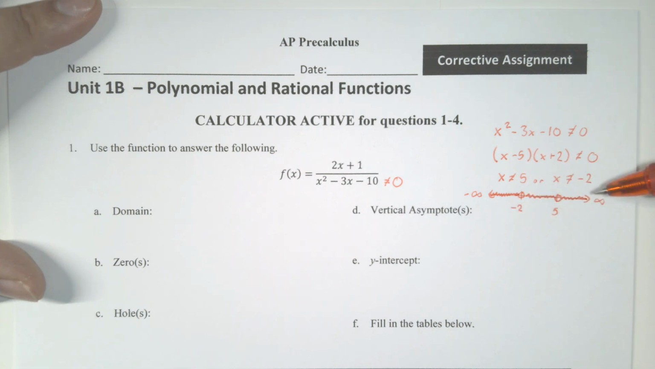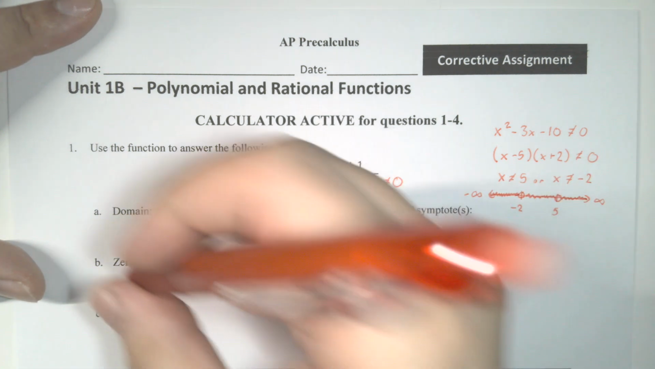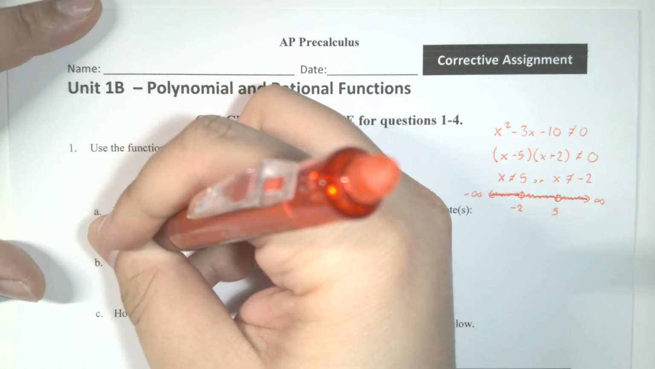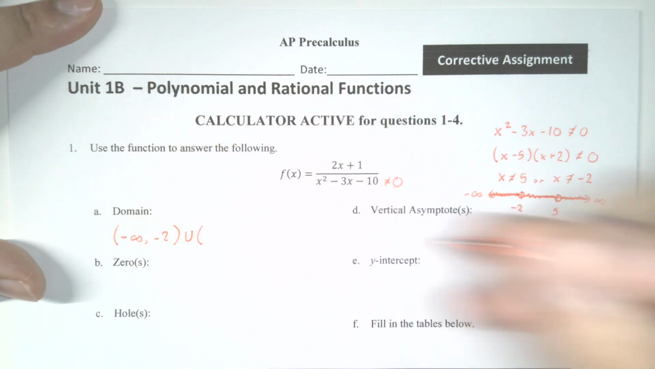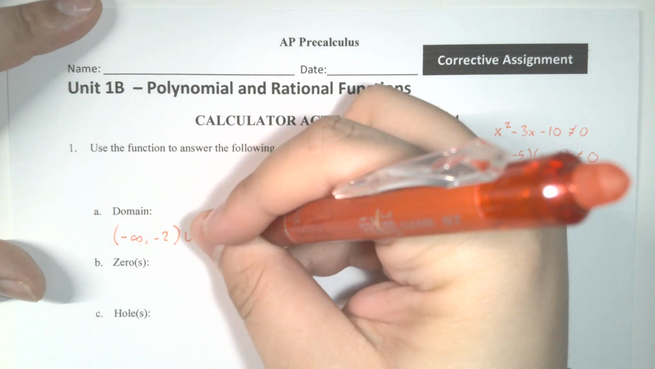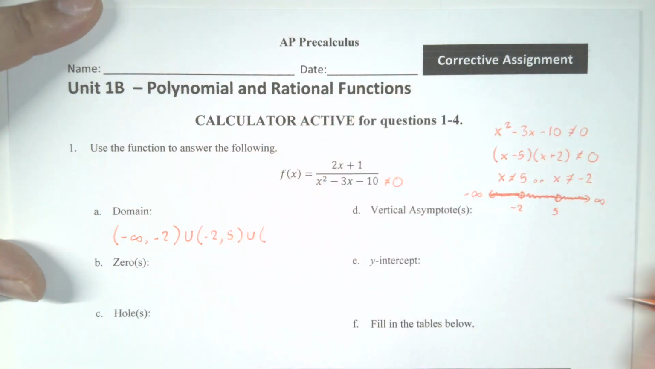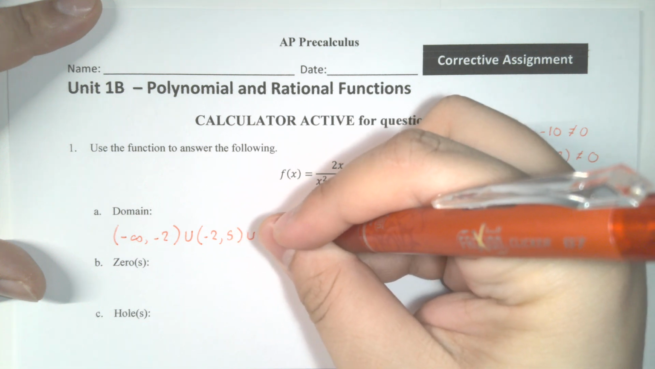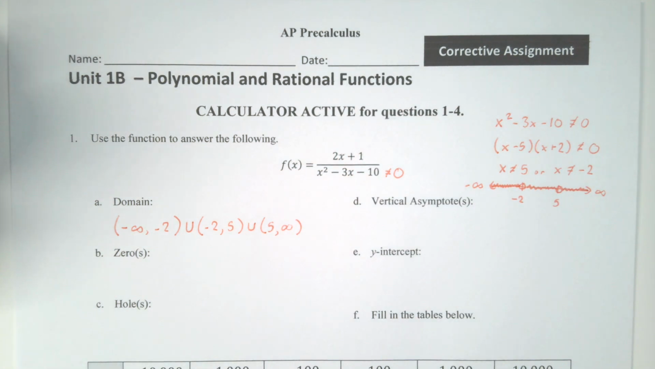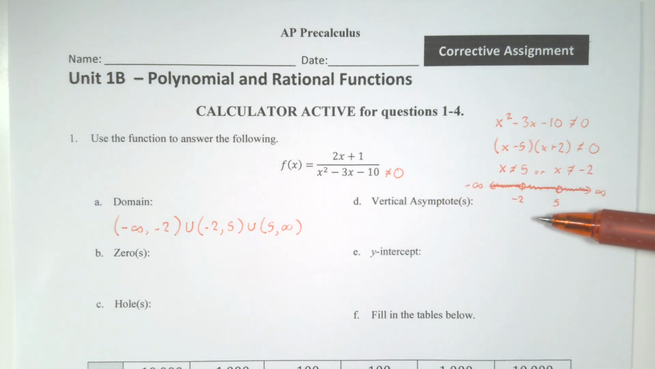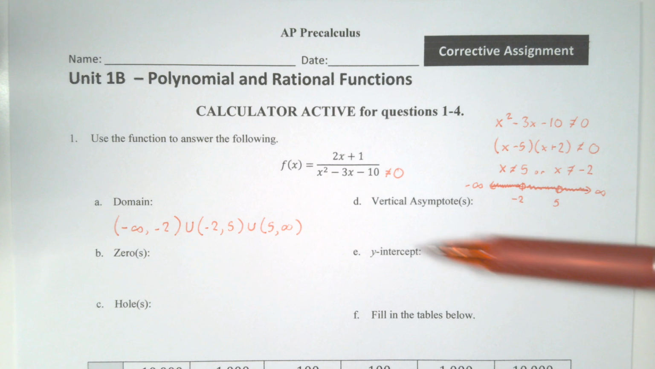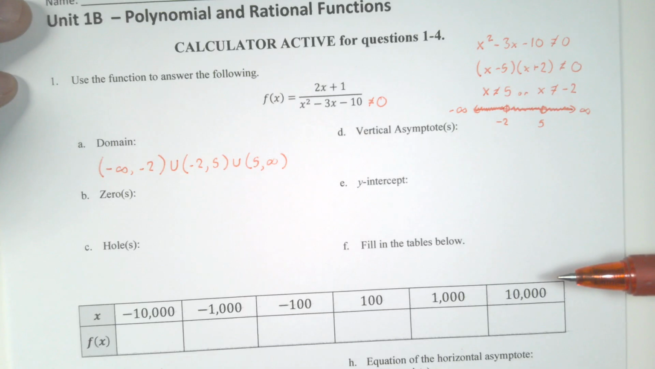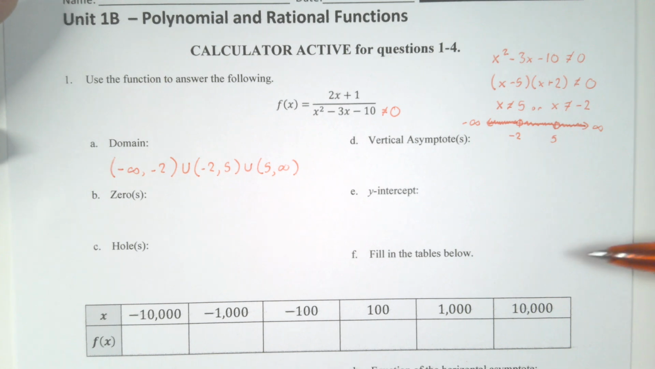And so if we had to put this domain in interval notation, we would say that this is from negative infinity to negative 2, union from negative 2 to positive 5, union from 5 to positive infinity. And so this gives us the domain for this function because, again, we want to find all of the x values that would make us divide by 0 because those can't be included in our domain.